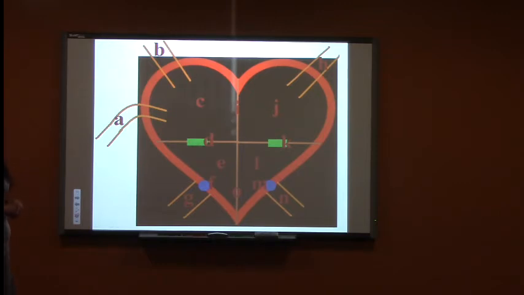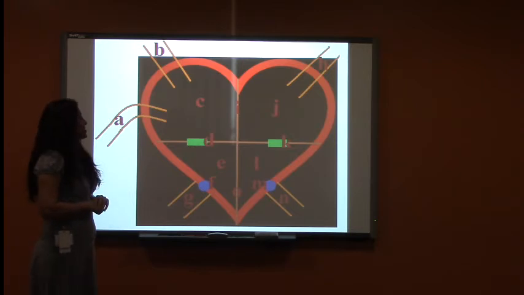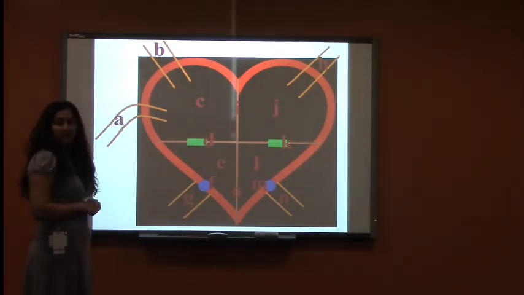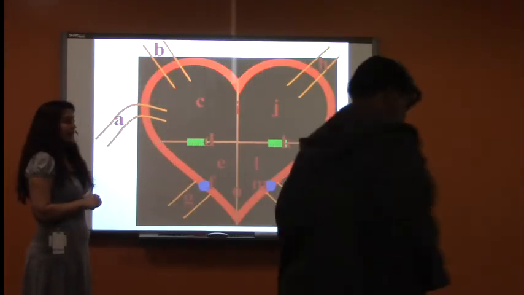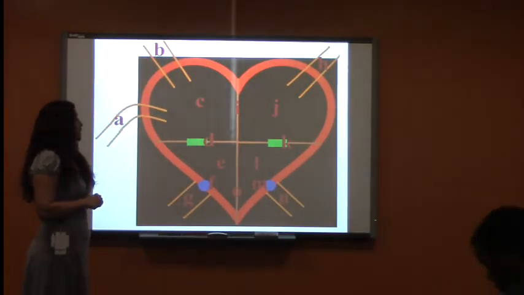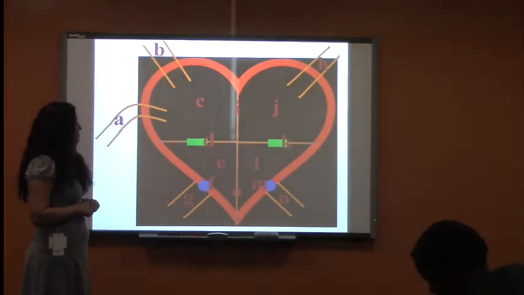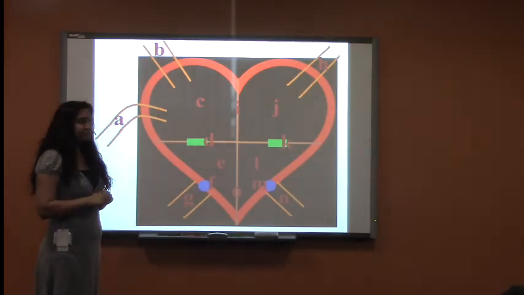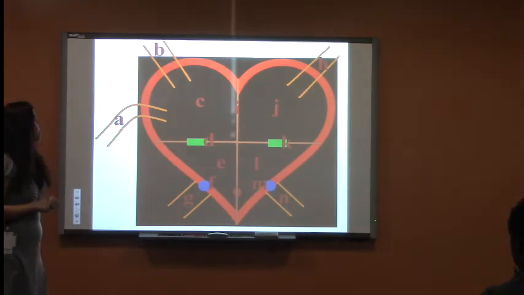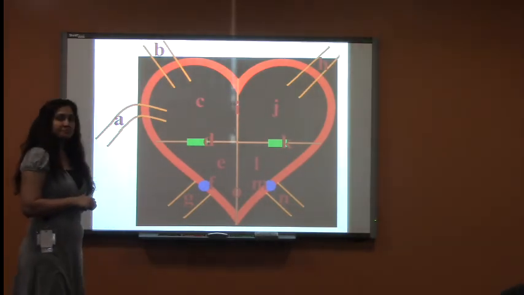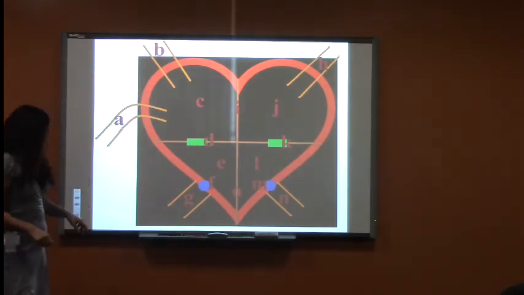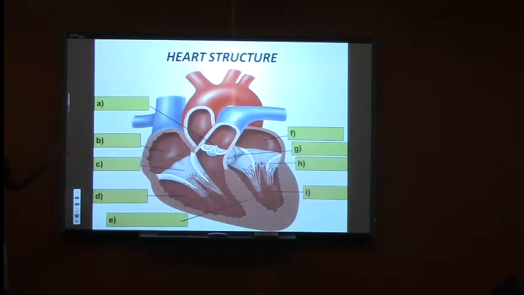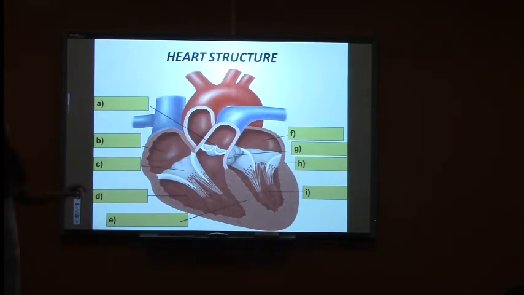Pulmonary artery or pulmonary trunk. What is H? Pulmonary vein. J? Left atrium. K? Bicuspid. L? Left ventricle. M? N? Aorta. I? Septum. O? Interventricular septum. Now try to identify these structures.